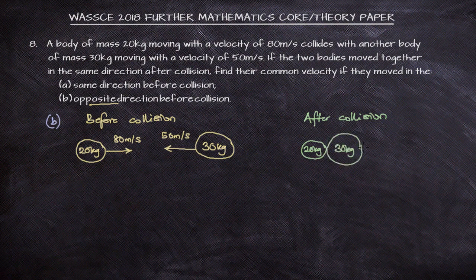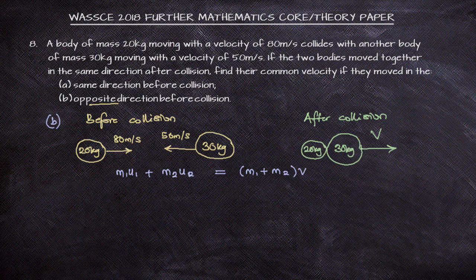So we have the two bodies, but now moving with a common velocity, let's say still in the positive x direction. So by the principle of conservation of momentum, if you are to evaluate this, we'll have the first mass multiplied by the velocity plus the second mass multiplied by the velocity will be the sum of the masses multiplied by the common velocity.